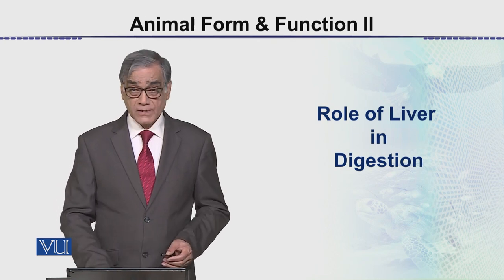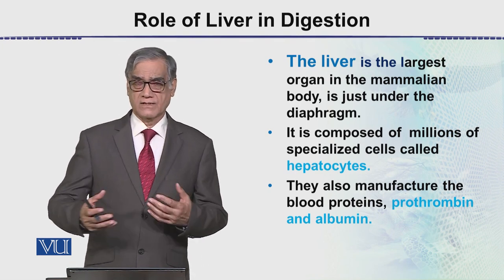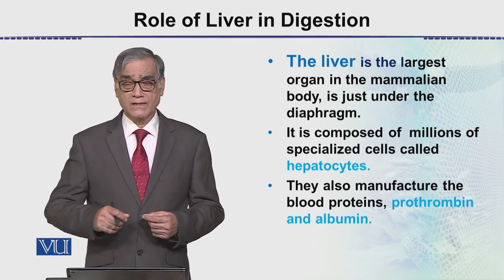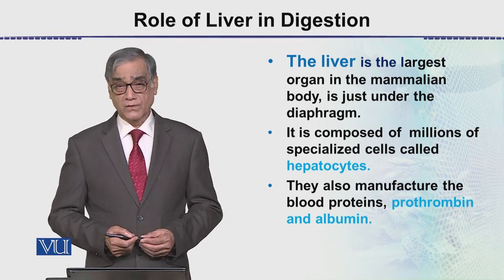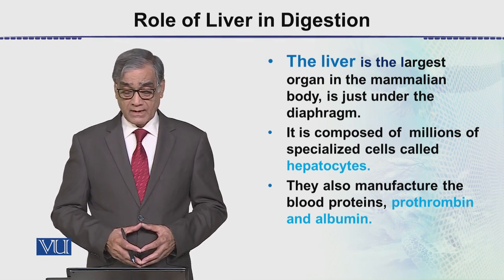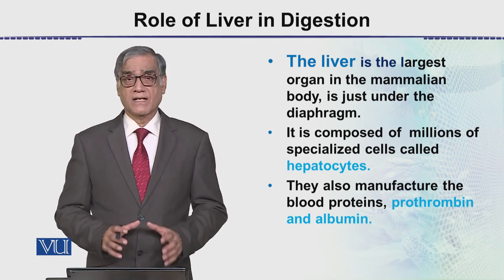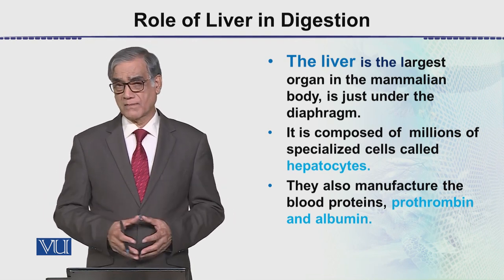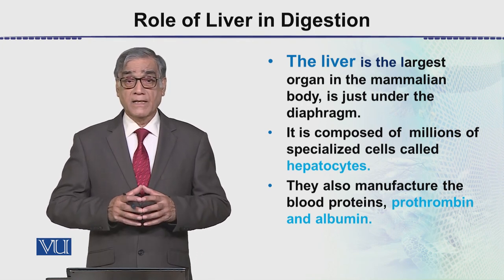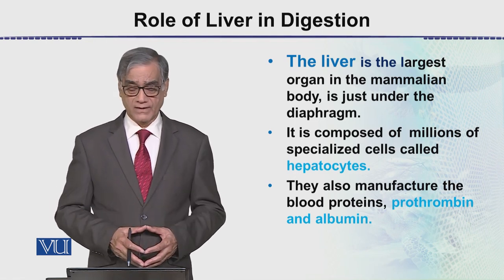It has a role in digestion too, especially when bile is produced. The bile first comes in the gallbladder, and from there it pours out into the duodenum. The liver is the largest organ in the mammalian body and is under the diaphragm. It is composed of millions of specialized cells. These are cells that are not found in any other part of the body, and therefore we call them highly specialized cells, hepatocytes. Wherever the word hepatic or hepato comes, that pertains to the liver.